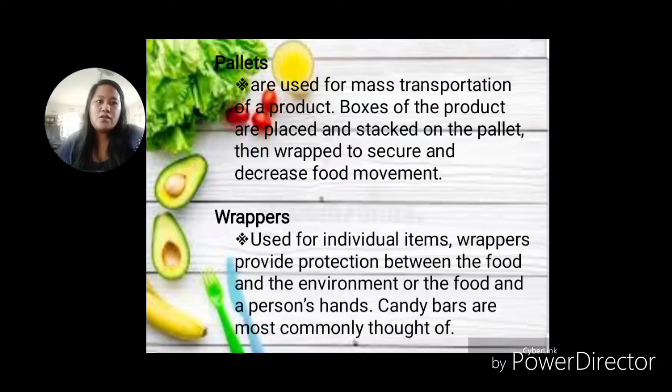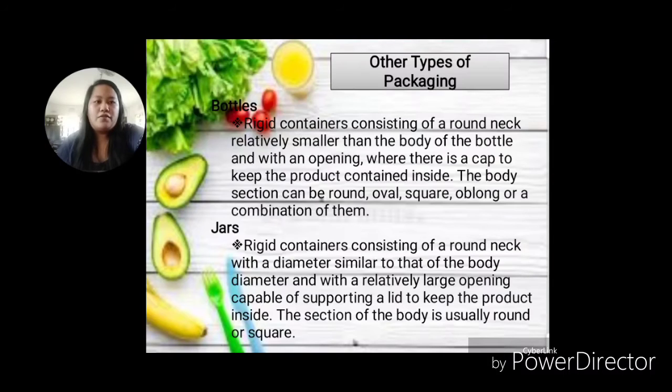Pallets are used for mass transportation of a product. Boxes of the product are placed and stacked on the pallet, then wrapped to secure and decrease food movement. Wrappers are used for individual items. Wrappers provide protection between the food and the environment or the food and a person's hands. Candy bars are most commonly thought of. Next topic, other types of packaging.